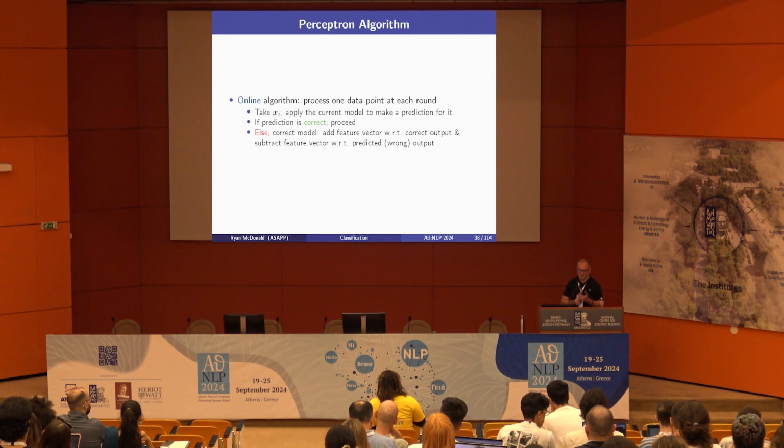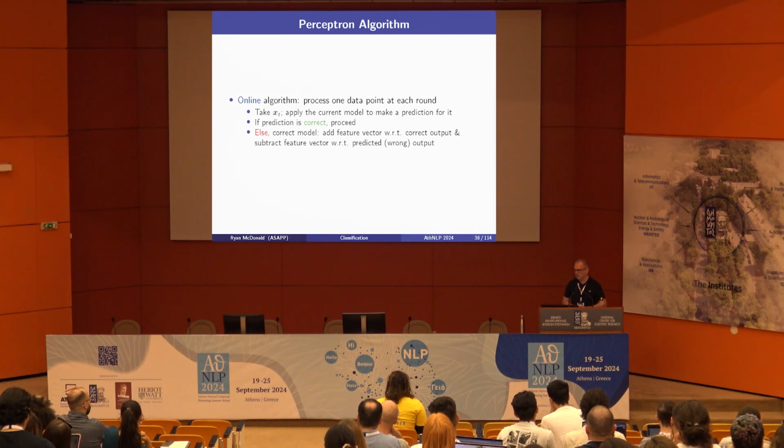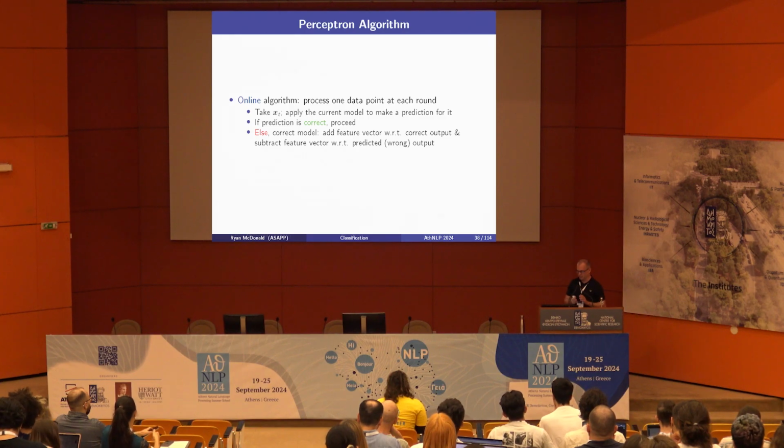It's going to say if the prediction is correct, so I'm going to run my classifier. I have a set of weights already. I'm going to run that classifier. If it's right, I'm going to do nothing. I'm just going to leave the weights as they are. And if it's incorrect, I'm going to take the feature representation, add it to the weights for the correct label, and subtract it from the weights of the incorrect label. I'll give you an intuition maybe why that works.